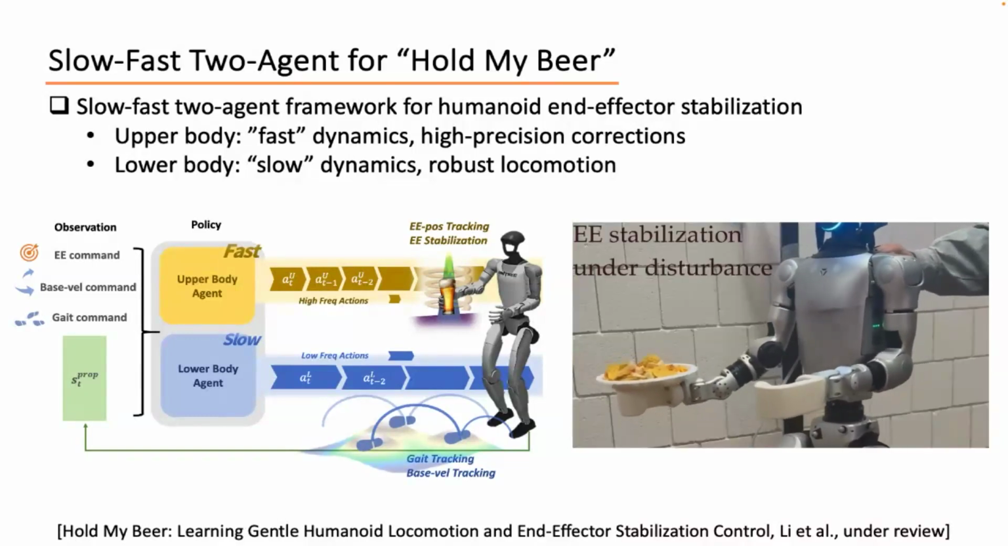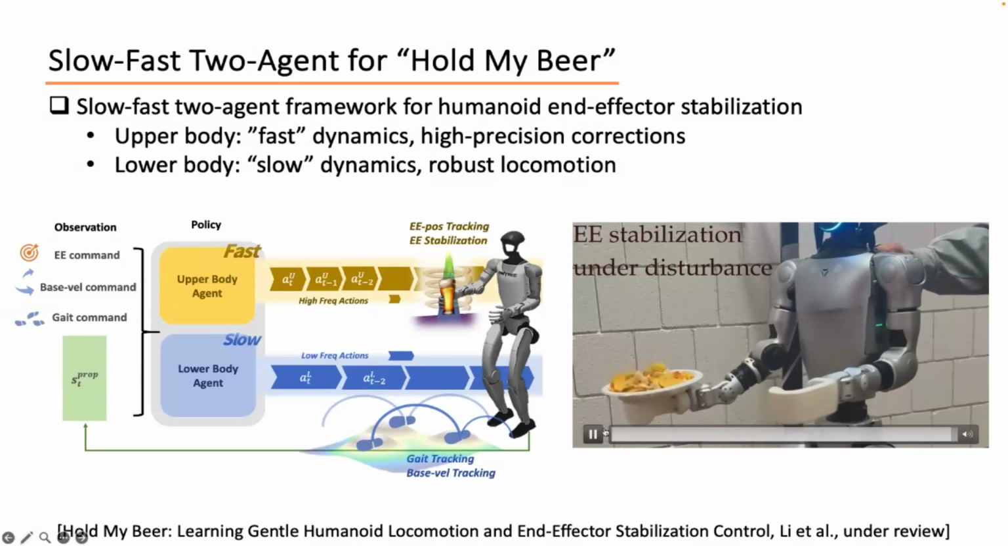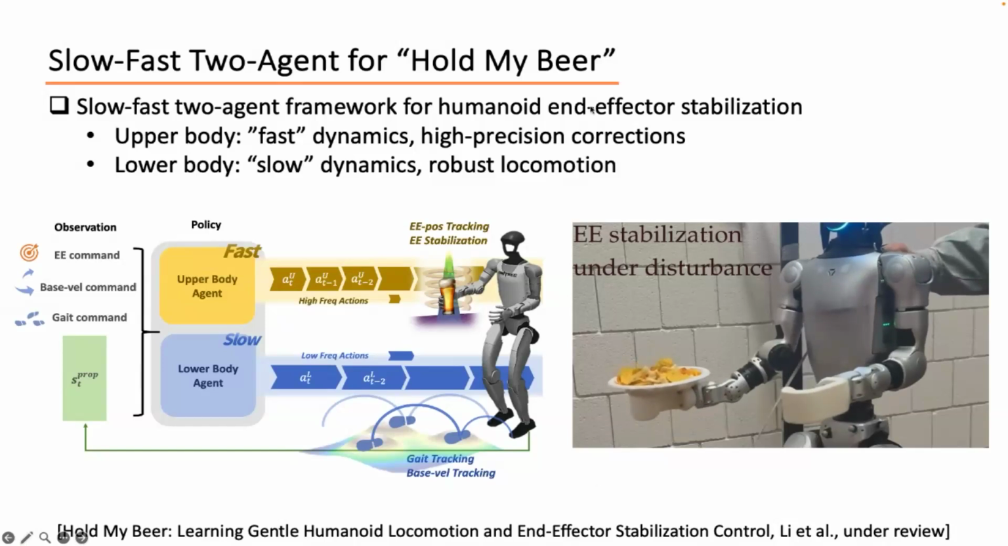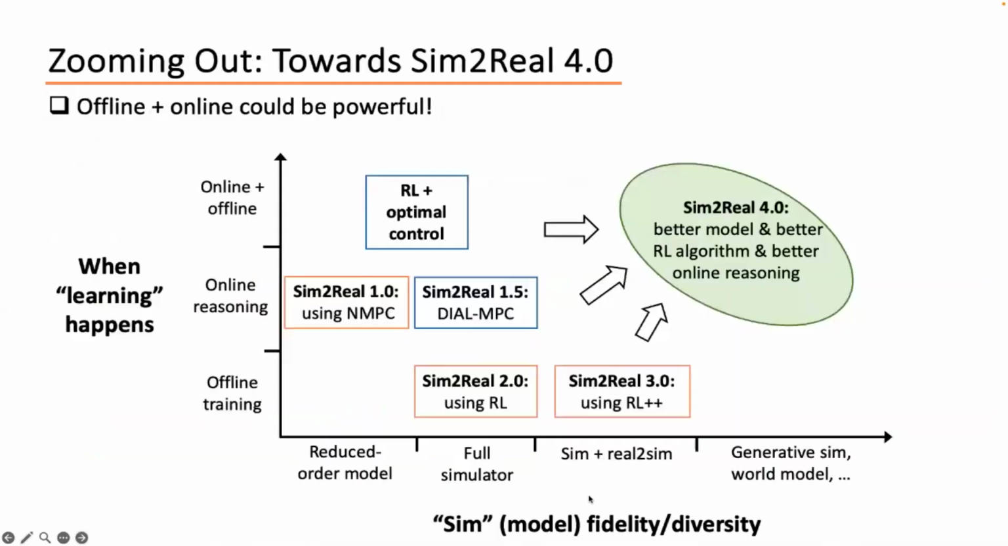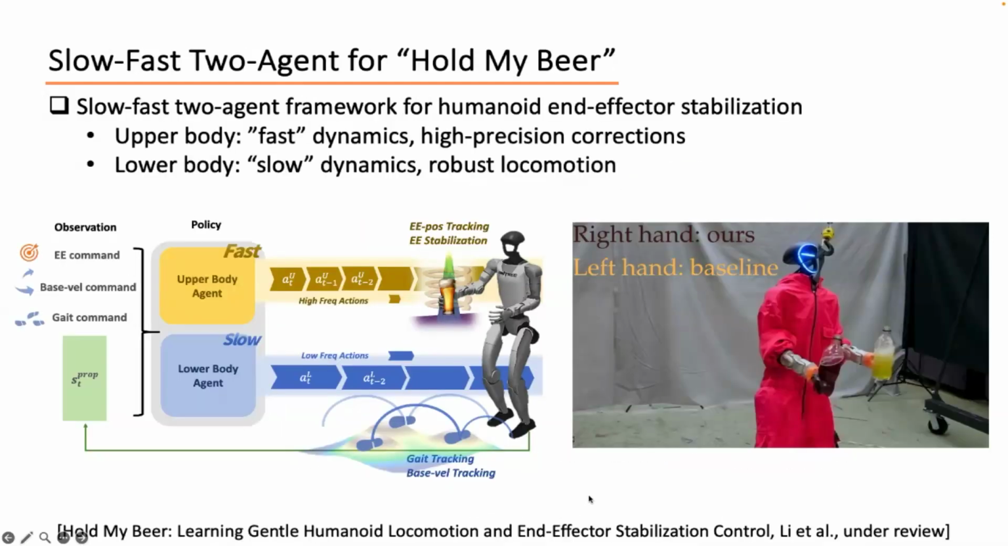This framework is very similar to the dual agent one, and we add another choice, which is slow and fast. We realize the upper body has fast dynamics, because we need high precision corrections, and the lower body has slow dynamics, and we need robust locomotion. So the upper body runs at a higher frequency than the lower body. The upper body runs at 100 hertz, and the lower body at 50 hertz. This is Sim2Real 3.0.